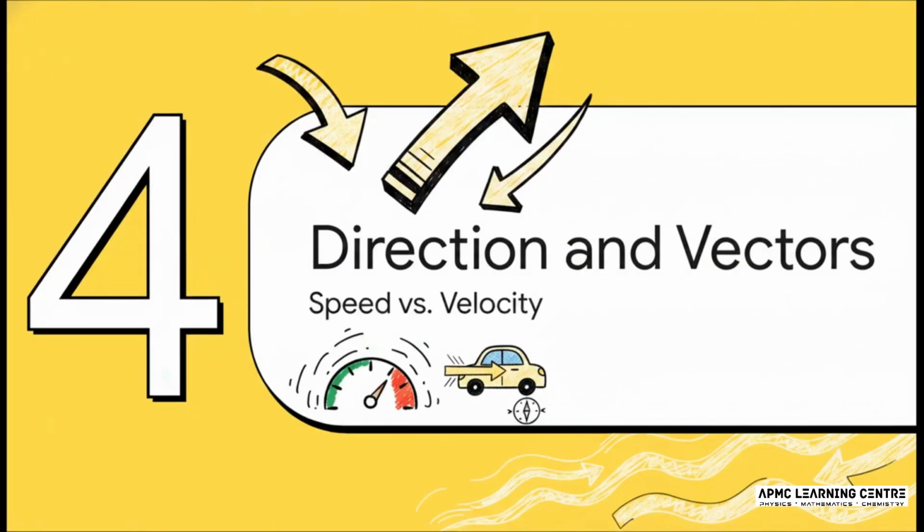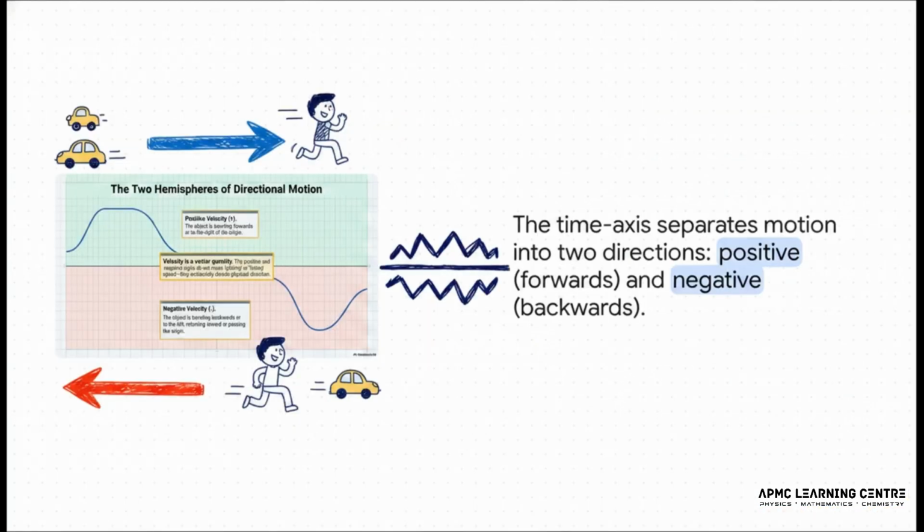Okay, time to level up. We need to talk about a really crucial idea that unlocks the full power of these graphs, and that's the difference between speed and velocity. It all comes down to one simple word: direction. So, that horizontal time axis, the line where velocity is 0, you need to think of that as a dividing line, a real boundary. Anything on the graph that's above that line means the velocity is positive.